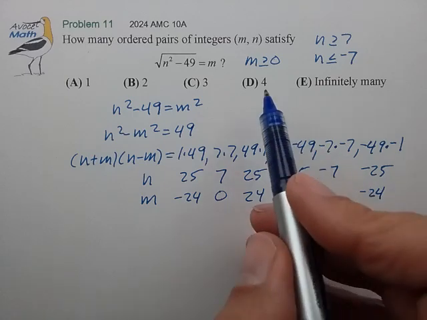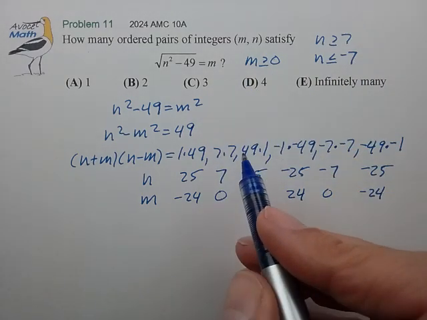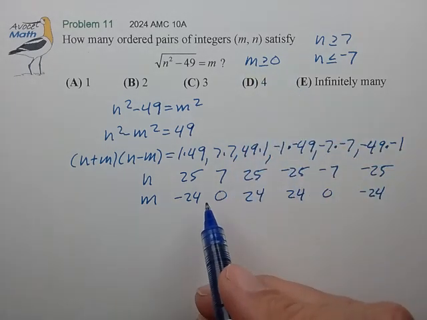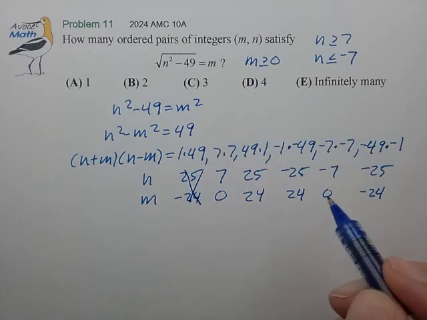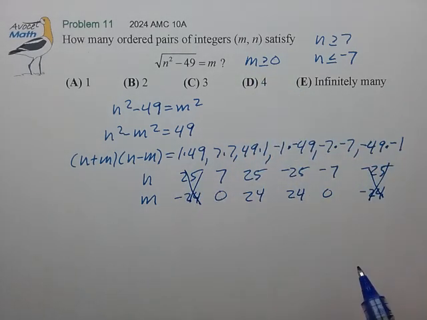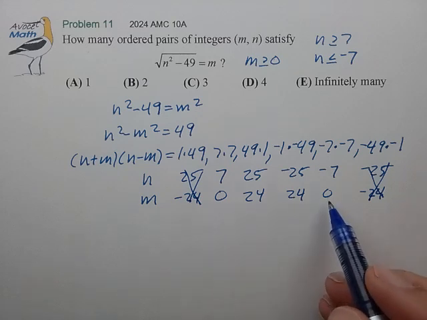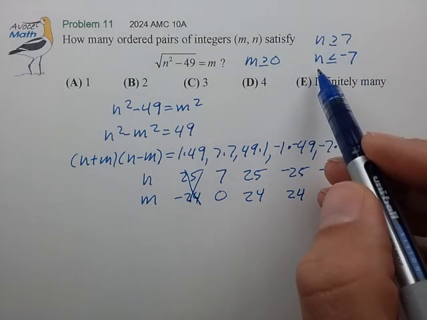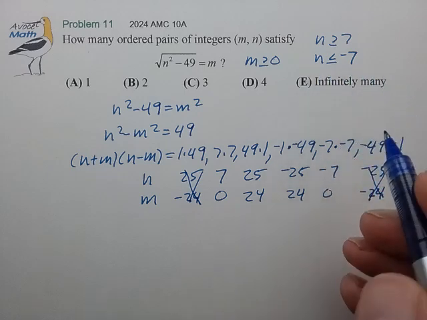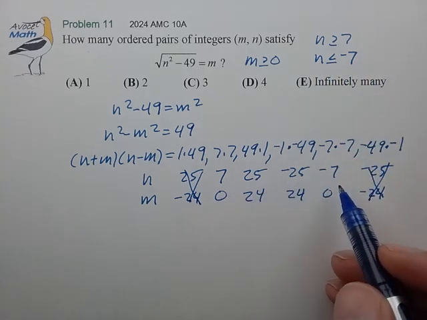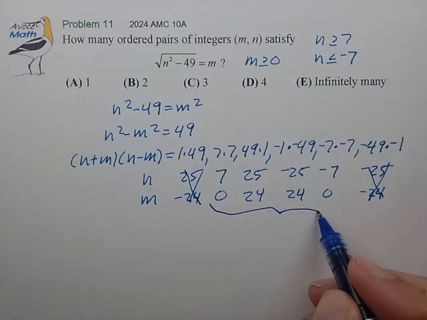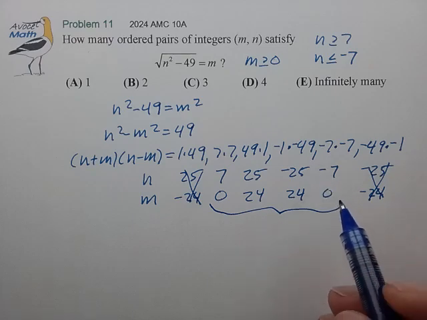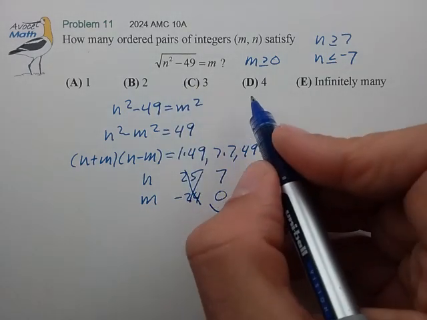but now we have to figure out which of these ordered pairs satisfy our initial constraints. So for the m value, we need m greater than or equal to 0, so these two ordered pairs don't satisfy that. The m values for the others are okay. For the n value, we need n greater than or equal to 7 or less than or equal to minus 7. These are all okay for that constraint. So we have 4 ordered pairs that satisfy all the constraints and the equation, for choice D.